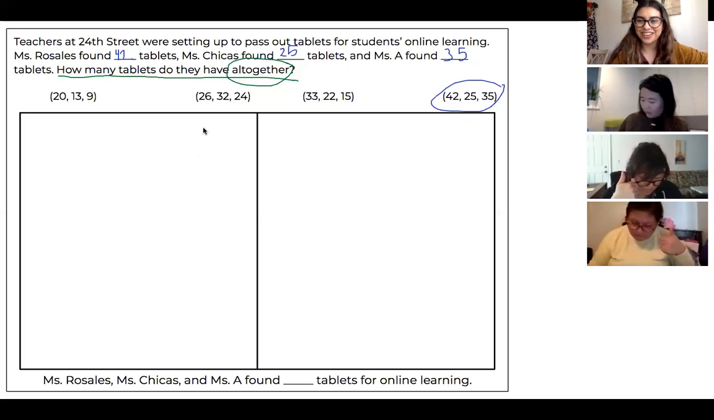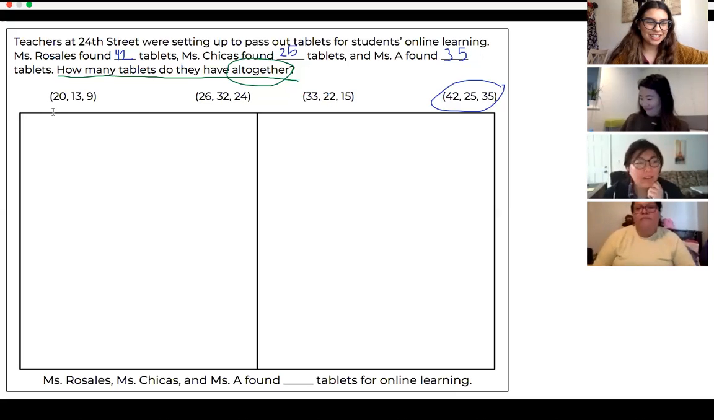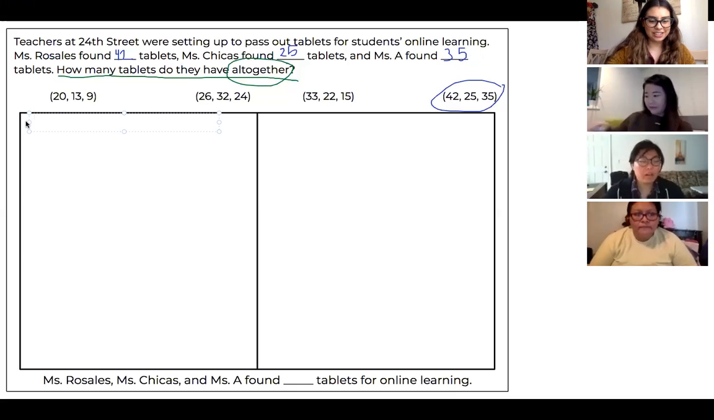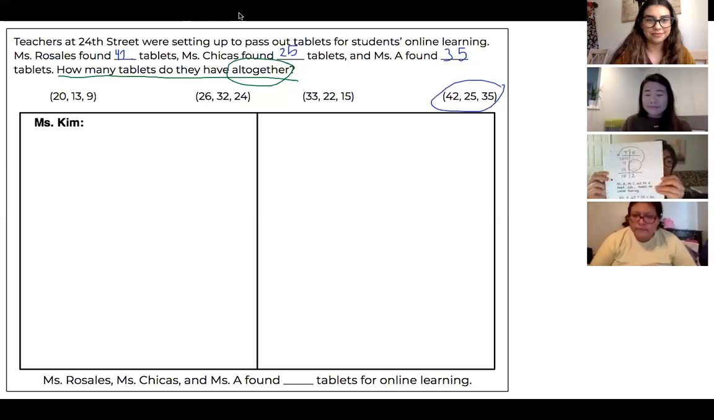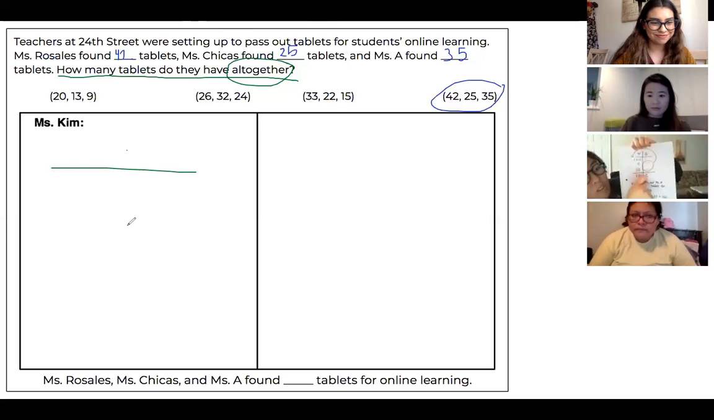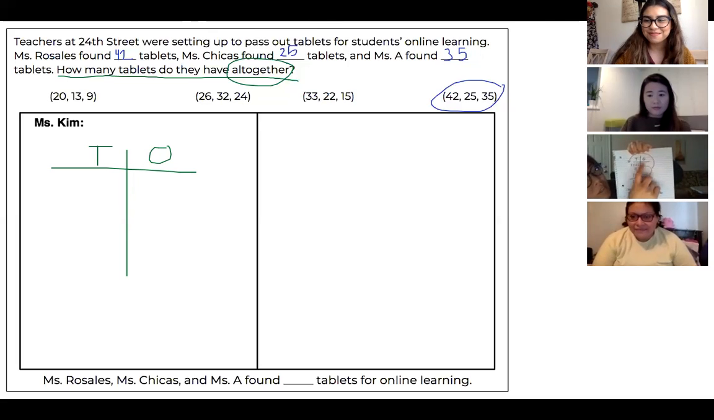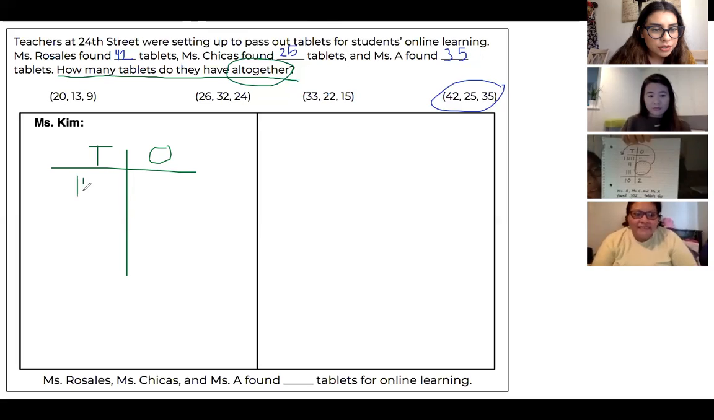All right, Miss Kim, do you want to be our first volunteer? Yes. So I love the strategy, having each number represent tens and ones. So I made a tens and ones chart. And so my first number was 42. So when you look at the place value, there are 2 ones and then 4 ten blocks. 1, 2, 3, 4, and 2 ones. That's your first number.